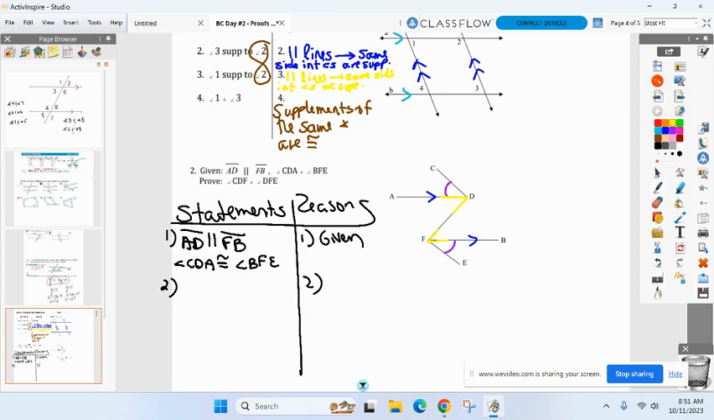Here are my parallel lines. Are they inside or outside? Inside. Same side or alternate? Put them together. What did Bailey just give me? Alternate interior angles. Everyone see what you just gave me? And what do we know about them? Congruent or supplementary?